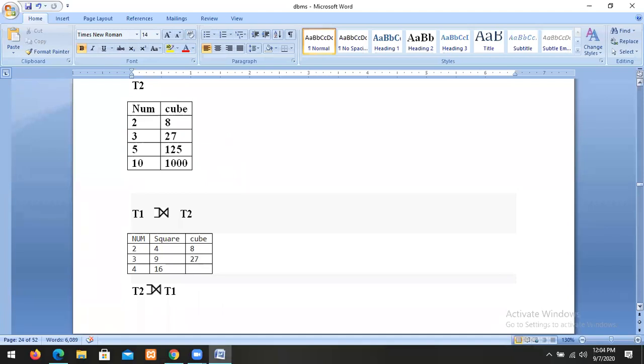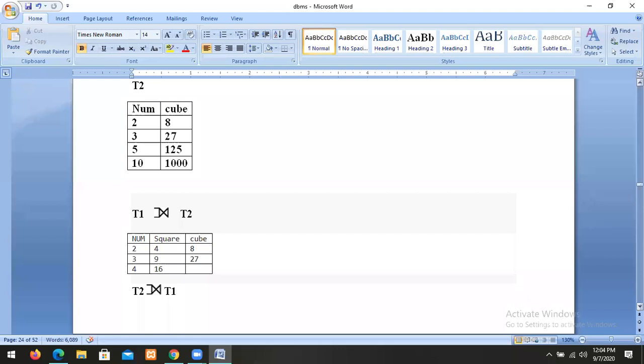We'll also say that product. So what is Cartesian product? In Cartesian product, each row of the first table is joined with all the rows of the second table. So that's what we call Cartesian product. The result of the Cartesian product has n into m rows, n plus m columns.